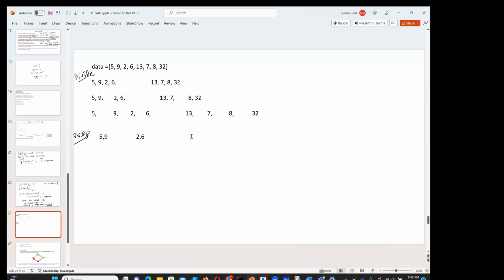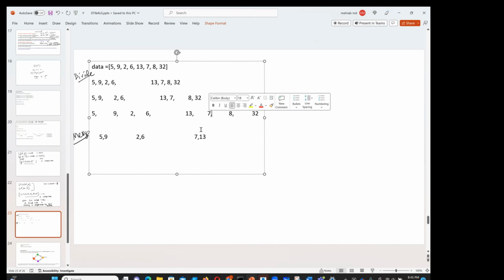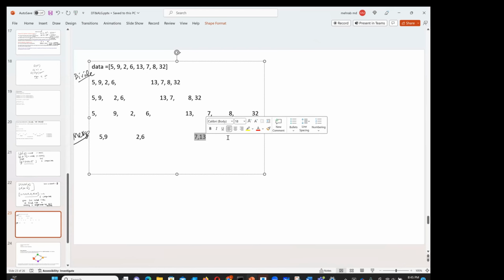Okay, and then merging 13 and 7. What would be the result? 7, 13, right? 13 was sorted, 7 was sorted. After one comparison, I can get this. Can I get this? Yes. Last one, 8, 32, right?